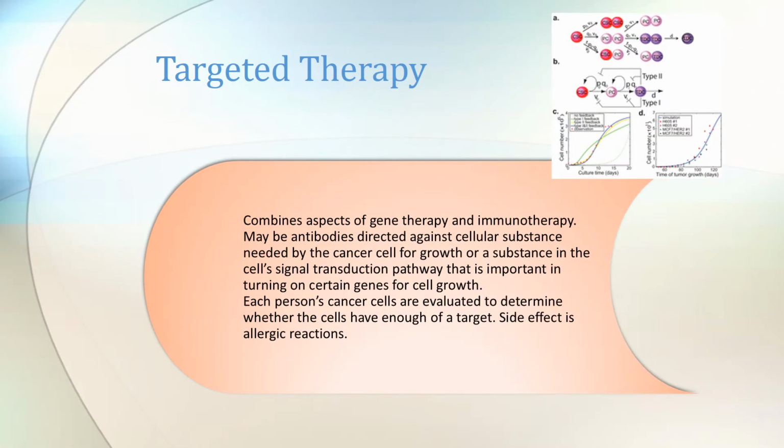Targeted therapy combines aspects of gene therapy and immunotherapy. There may be antibodies that are directed against a cellular substance needed by the cancer cell for growth or a substance in the cell's signal transduction pathway that is important in turning on certain genes for cell growth. Each person's cancer cells are evaluated to determine whether the cells have enough of a target. Side effect is allergic reactions.